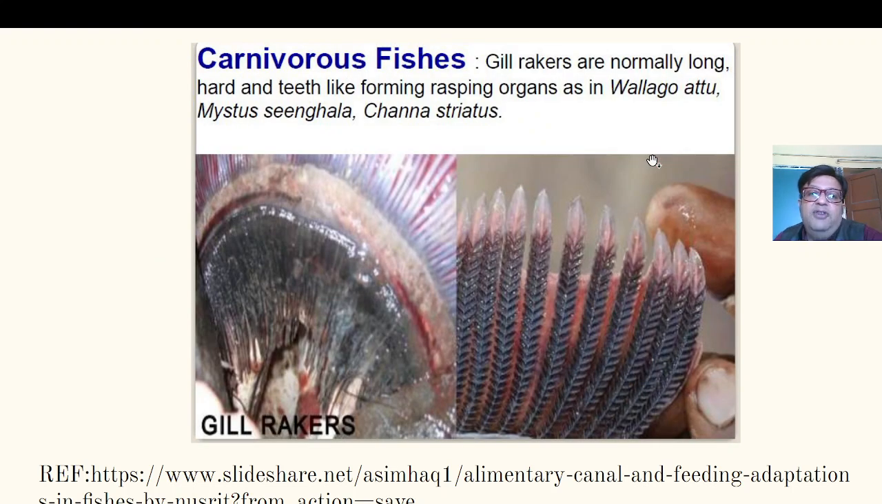Now in carnivorous fishes, they are very long, like Wallago attu, Channa striatus. Okay, these are carnivorous fishes. You see, long gill rakers are present.